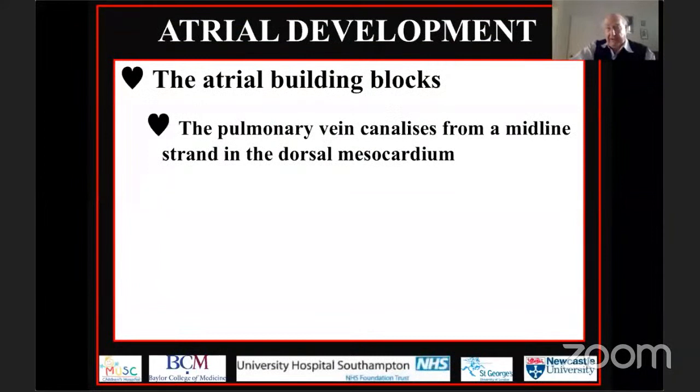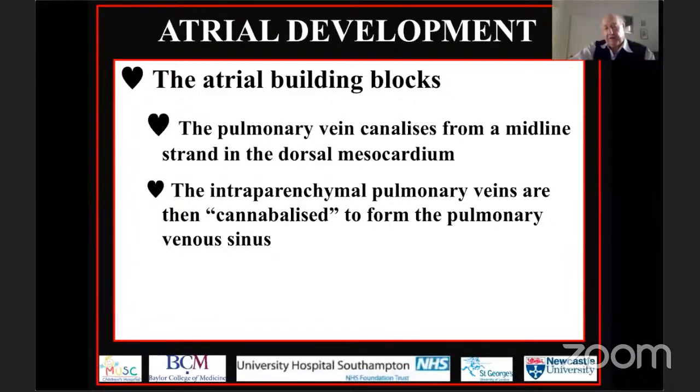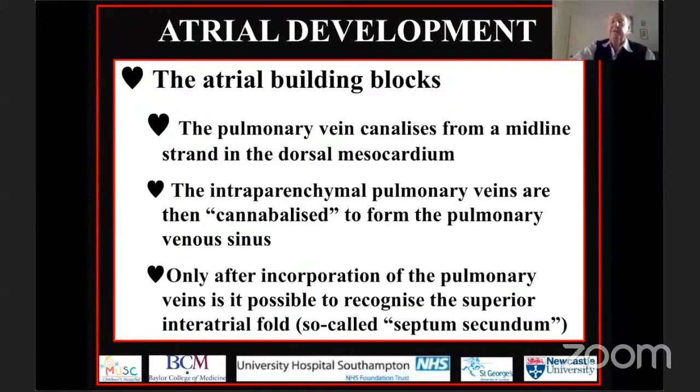So now we know the systemic venous sinus forms the systemic venous tributaries. The pulmonary vein develops from a midline strand in the dorsal mesocardium, and then it canalizes the intraparenchymal pulmonary veins so as to form the pulmonary venous sinus. And it is only after that pulmonary venous sinus migrates to the roof of the developing left atrium that we can see the superior interatrial fold.